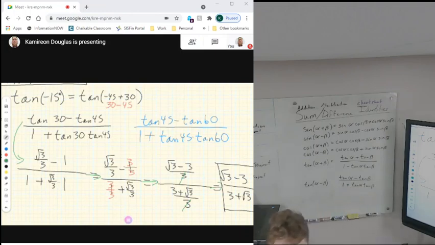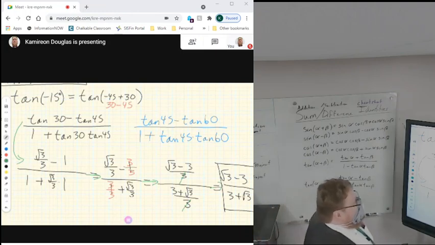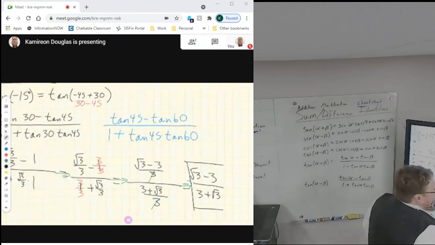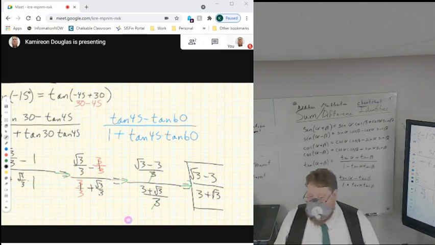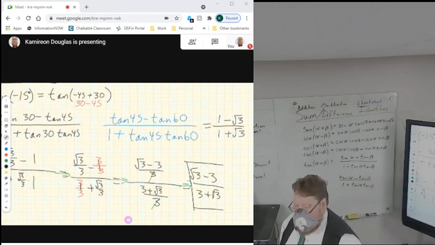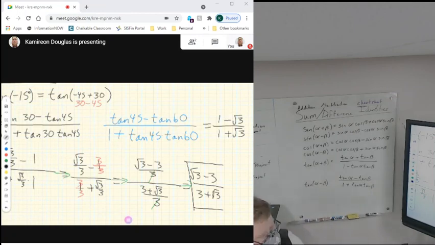Okay, my version. Why did I choose 45 minus 60? Because tangent of 45 is 1, and tangent of 60 does not have a fraction. This becomes 1 minus square root of 3 over 1 plus square root of 3. It turns out those two are the same. They're the exact same thing. But notice, I got there in one step. I got rid of the fractions and KFC all in one step by just picking smarter values at the beginning.